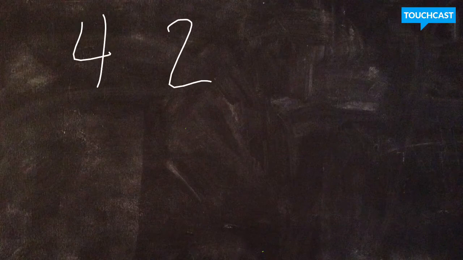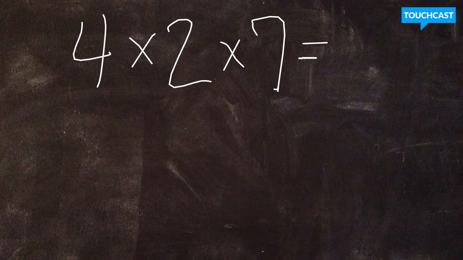Okay, here is example number 2. So let's say I take the factors of 4, 2, and 7, and I multiply them together. And I have my unknown variable. I'm going to have it be a question mark. So I'm trying to find the unknown.